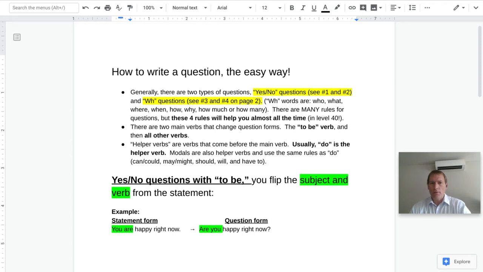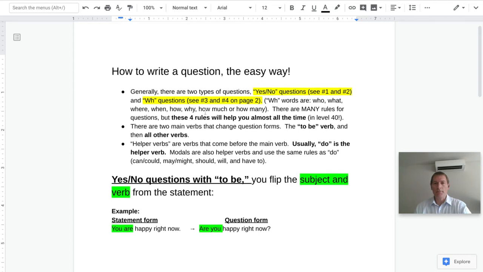The first thing to know is there are 2 main verbs that change question forms. One is the to be verb. It's a special verb and it changes how we make questions. And then the rest of the verbs all make questions the same way. So those 2 groups. And finally, with the other group, you have helper verbs. Helper verbs are verbs that come before the main verb. Usually, do is the helper verb. Modals can also be helper verbs, and the verb to be can also be a helper verb in present continuous or present progressive tenses.